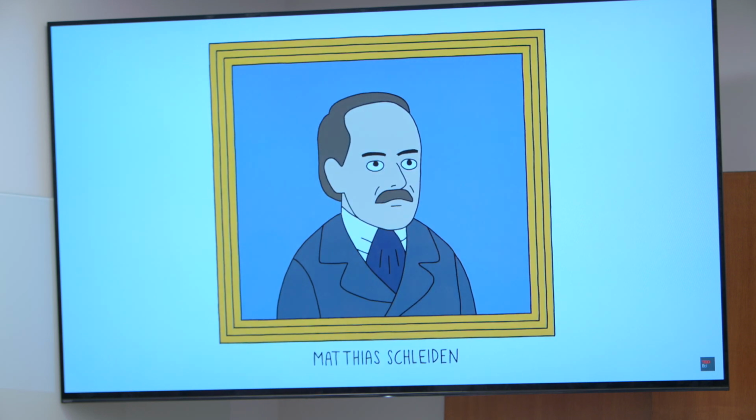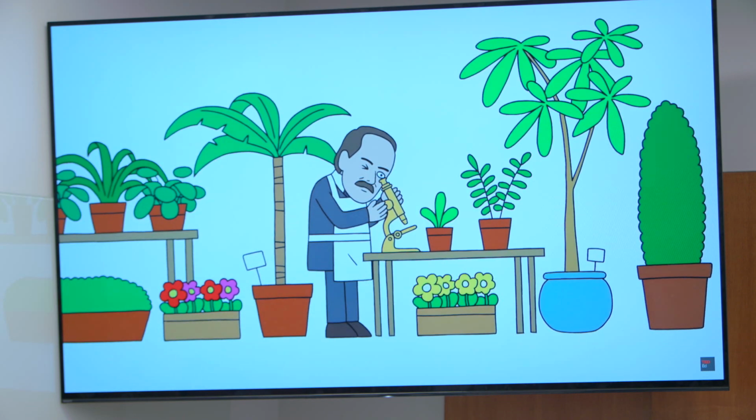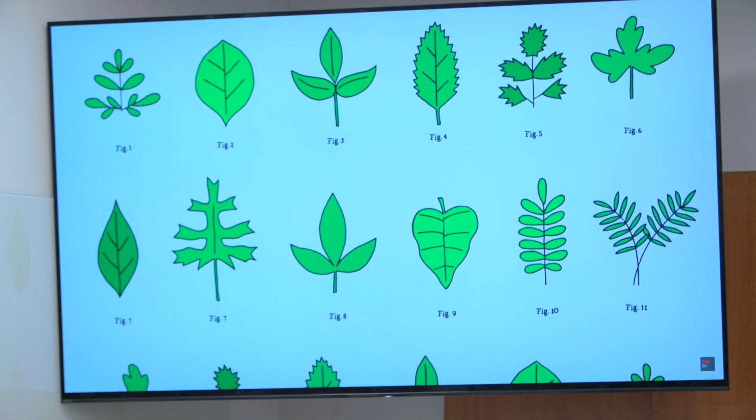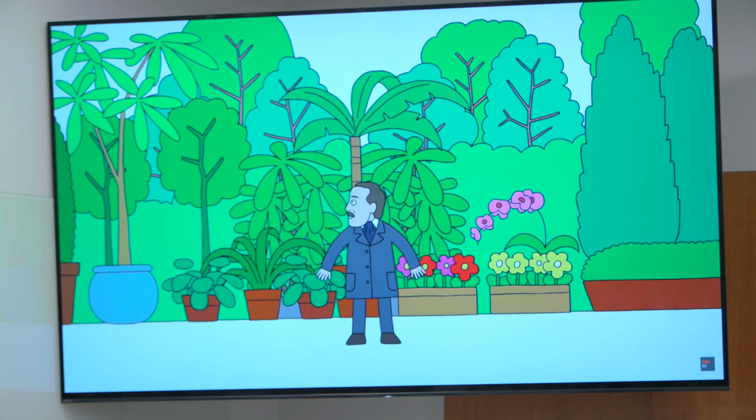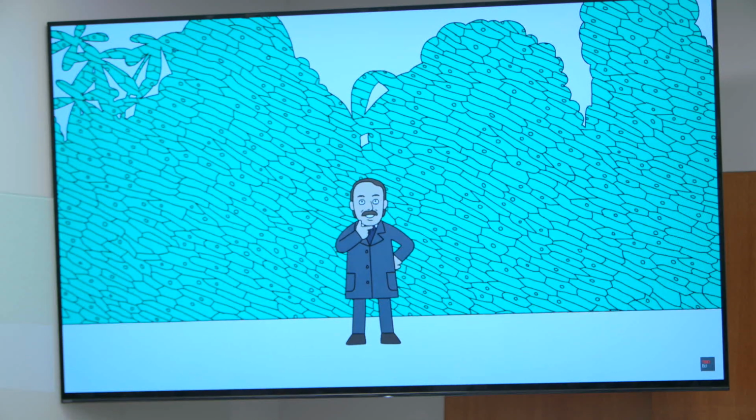The first scientist was Matthias Schleiden, a botanist who liked to study plants under a microscope. From his years of studying different plant species, it finally dawned on him that every single plant he had looked at was made of cells.